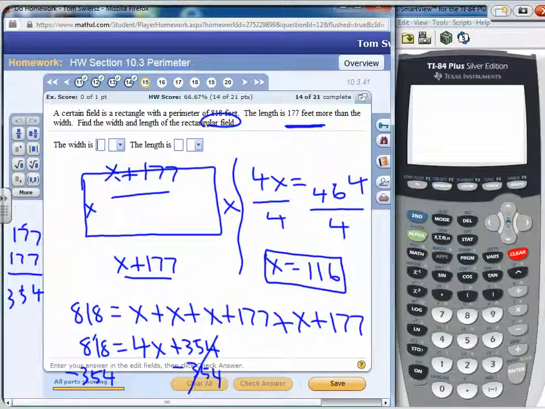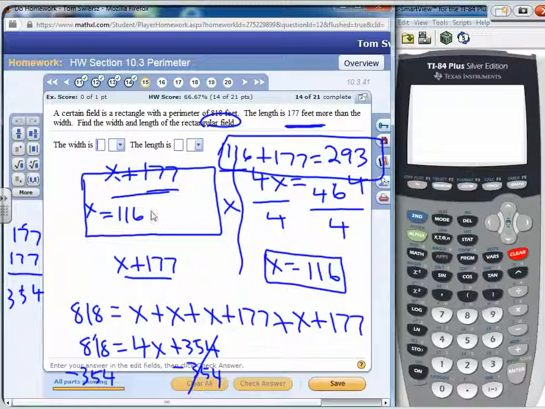So now remember, the width was x, which is 116, and then the length is what? X, 116, plus 177, which will be 293, right? It's whatever the width was, which is 116, plus 177. Add those two together, and you get 293. Okay? So the width was 116, and the length is 293. All right, let's go ahead and put those in.